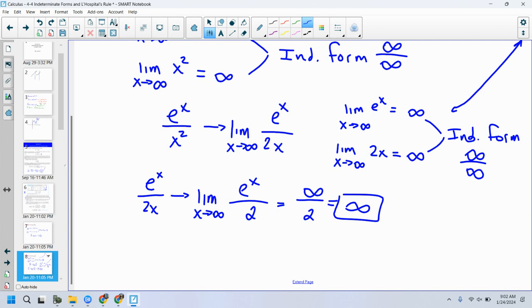So, moral of the story here is you can keep using L'Hopital's rule. If you keep getting indeterminate forms, you can keep using L'Hopital's rule.